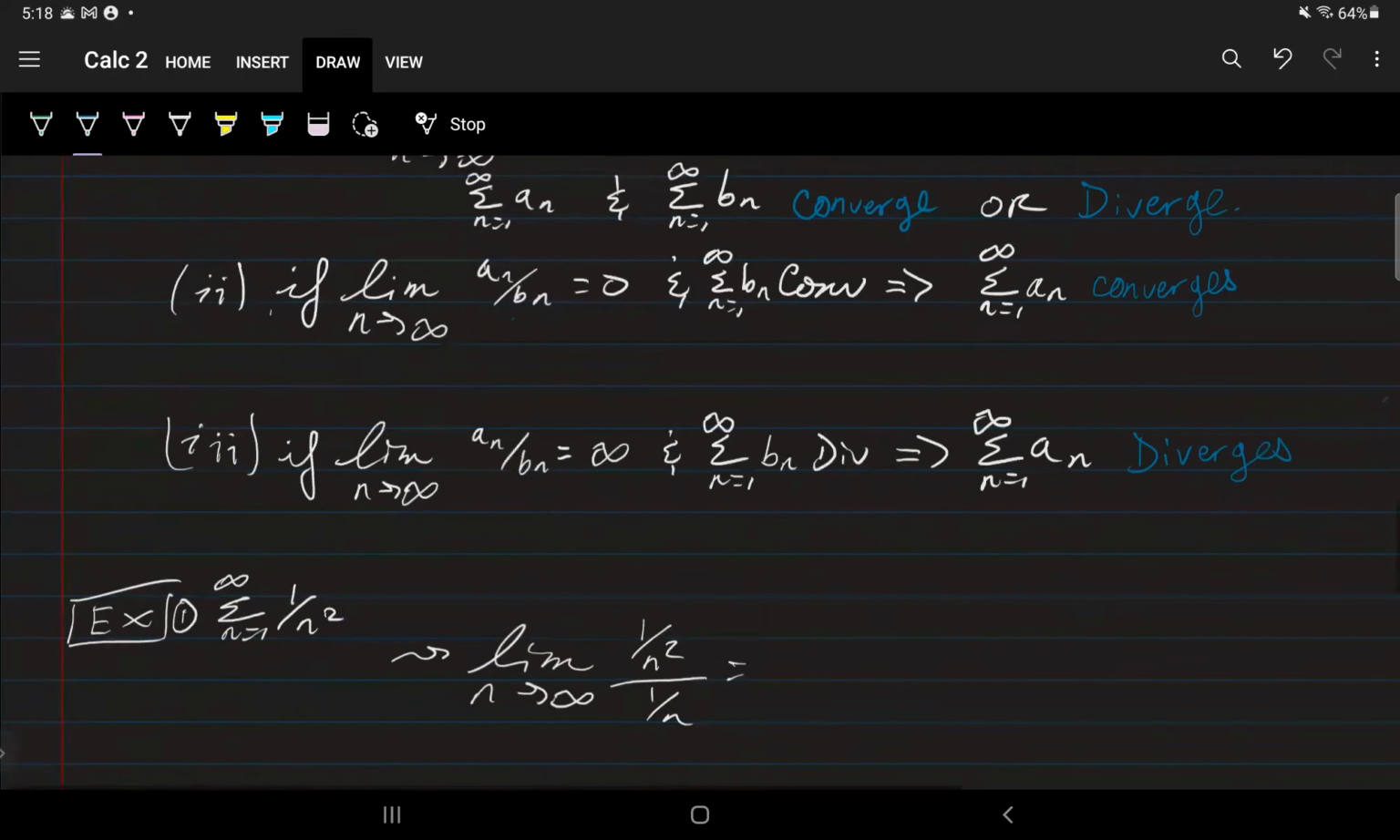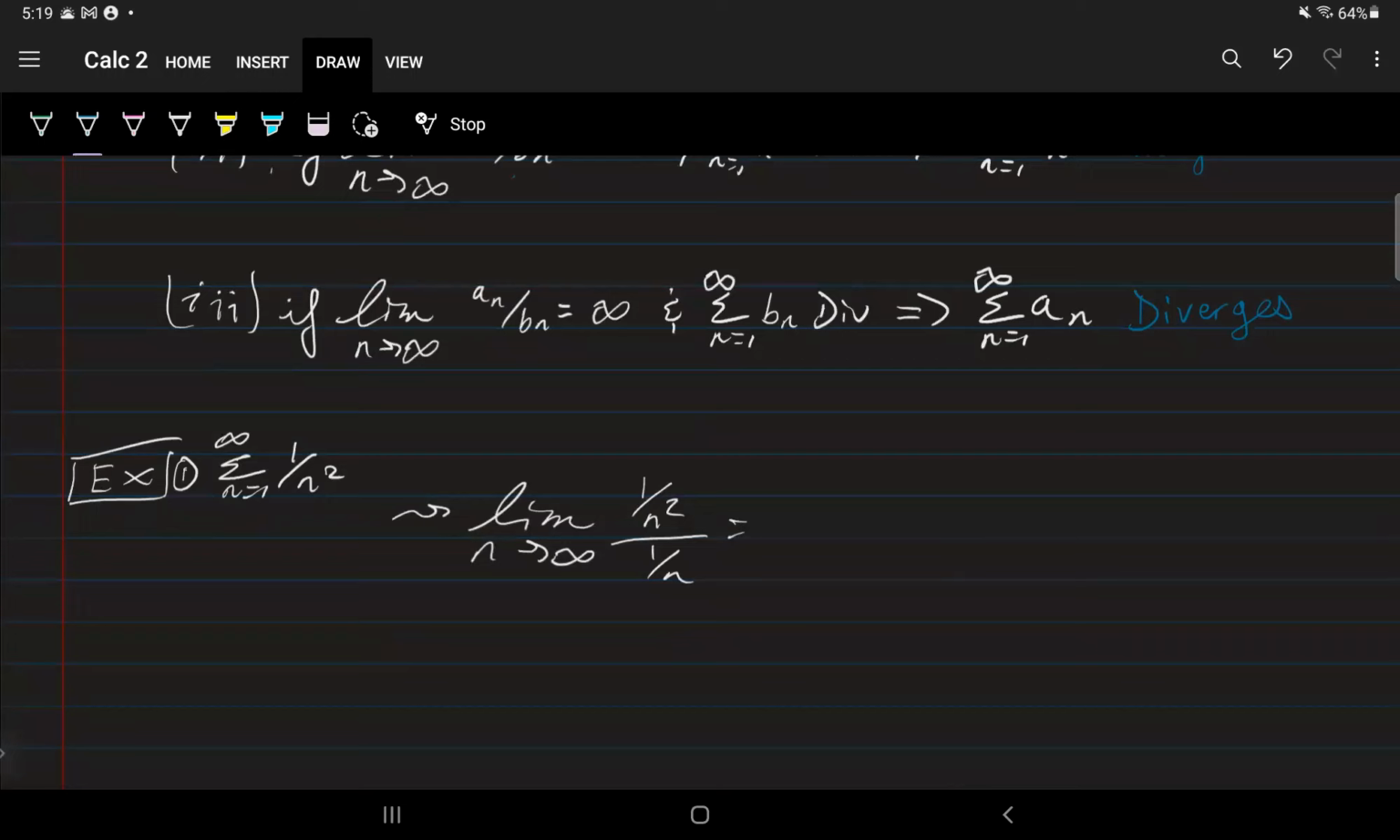Okay, so let me do a couple of examples here. So let's take the sum of 1 over n squared. Okay, so we already know what happens here, right? It converges because it's a p-series. But now let me compare 1 over n squared to 1 over n. So this is my An, and my Bn is 1 over n. So over here I have the limit as n goes to infinity of An over Bn. And this is the limit as n goes to infinity of n over n squared, which is the limit as n goes to infinity of 1 over n, which is 0.